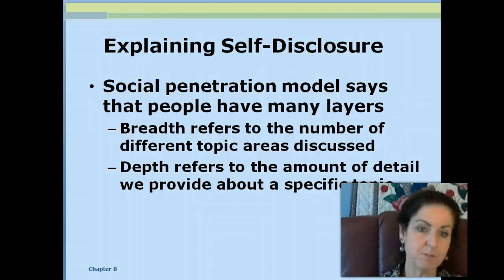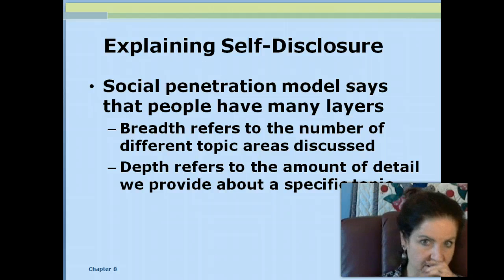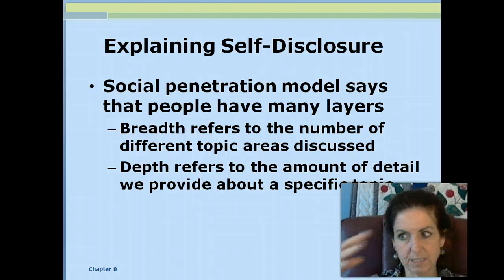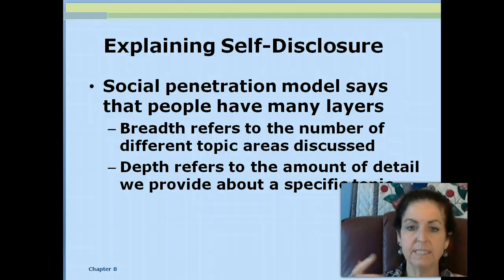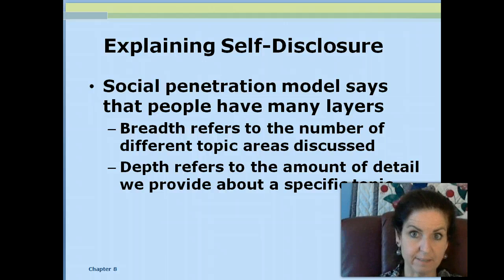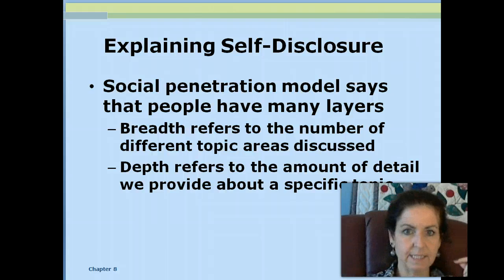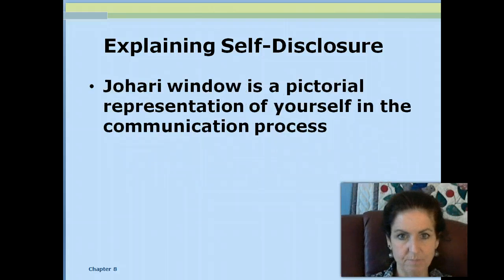The first is a very simple one, which is the social penetration model. It basically has two different dimensions, that of breadth and that of depth. Breadth refers to the number of topics that are discussed. Depth refers to the amount of detail that we can disclose in any situation.